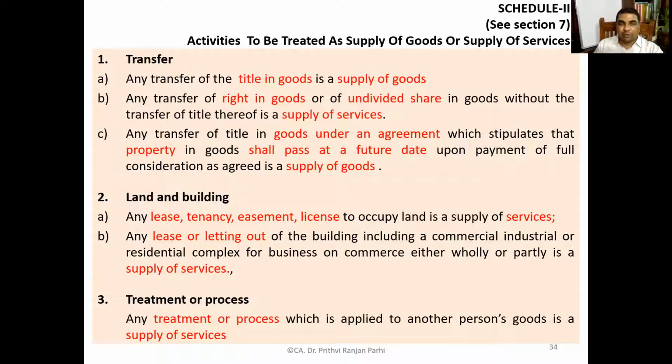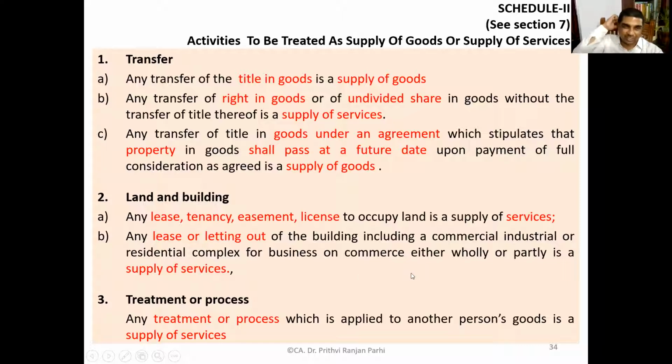Second point is relating to land and building. Any lease, tenancy, easement, license to occupy a land is a supply of services. Lease agreements are a supply of services. Any lease or letting out of any building, including commercial, industrial, residential complex for business or commerce, either wholly or partly, is a supply of services.